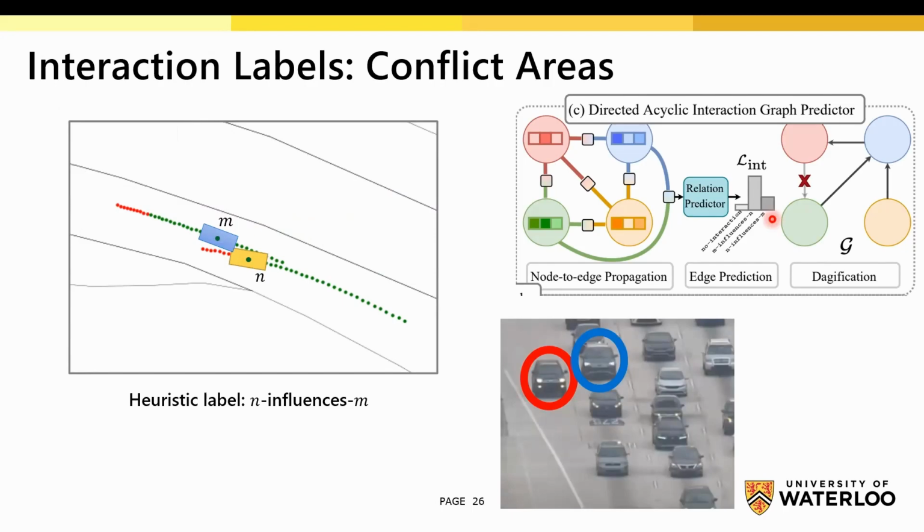The other agent is the reactor. So if we were to take this scenario as an example, since red merges in front of the blue vehicle and occupies that shared space in front of the blue vehicle first, then red is going to be the influencer, blue is the reactor. So in the interaction graph, there's going to be an edge from red to blue.